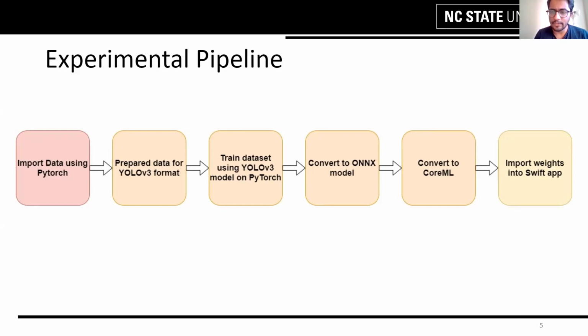To convert it into an iOS app, we need to convert it into Core ML. Core ML is an Apple framework that allows developers to easily integrate machine learning models into apps for iOS or macOS. So we import the weights and create an iOS app which gives real-time object detection.